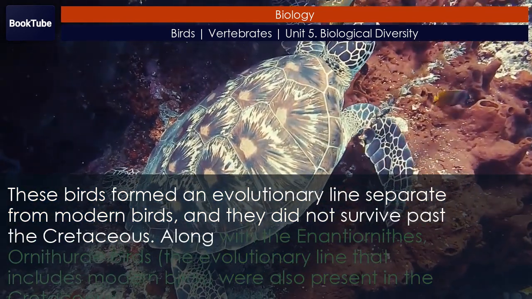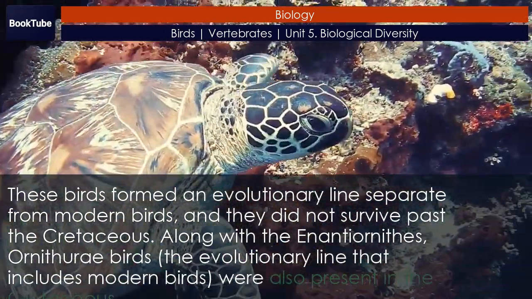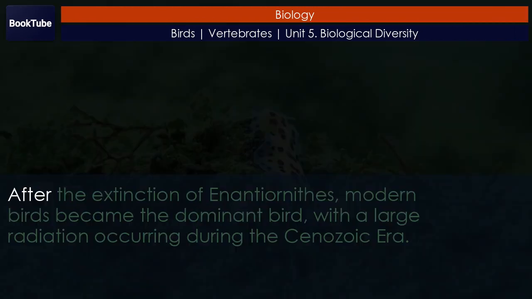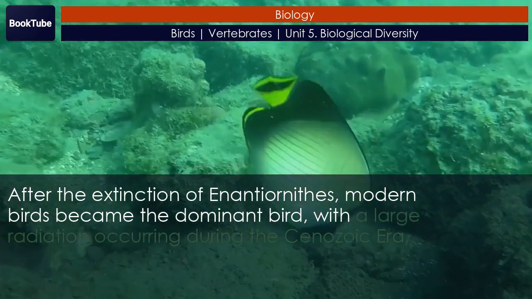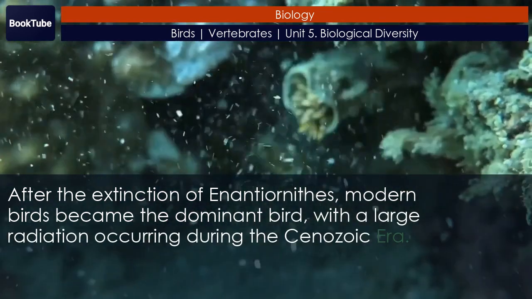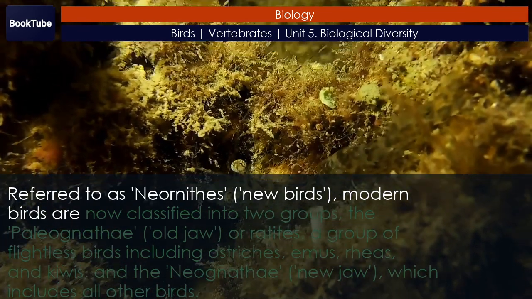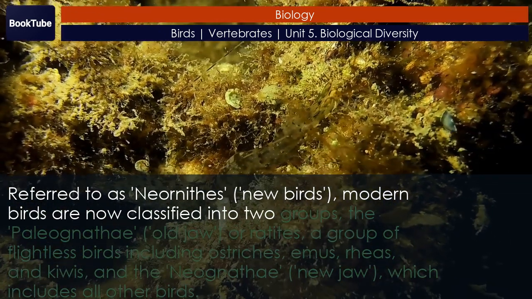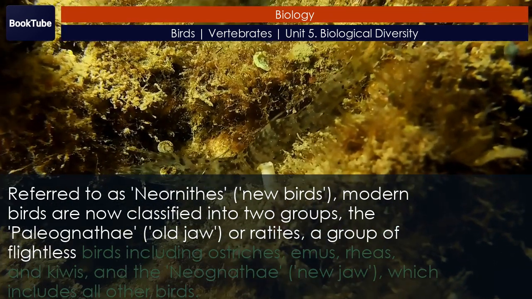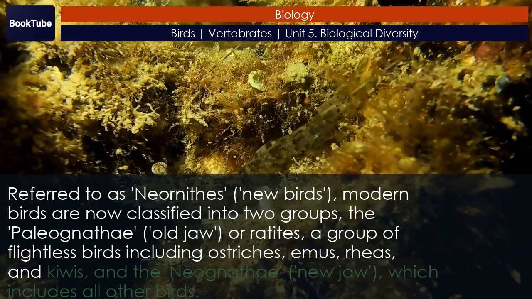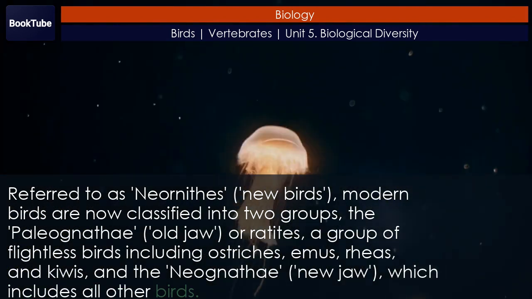Along with the Enantiornithes, Ornithuromorph birds, the evolutionary line that includes modern birds, were also present in the Cretaceous. After the extinction of the Enantiornithes, modern birds became the dominant bird, with a large radiation occurring during the Cenozoic era, referred to as Neornithes, new birds. Modern birds are now classified into two groups: the Paleognathae, old jaw, or ratites, a group of flightless birds including ostriches, emus, rheas, and kiwis, and the Neognathae, new jaw, which includes all other birds.